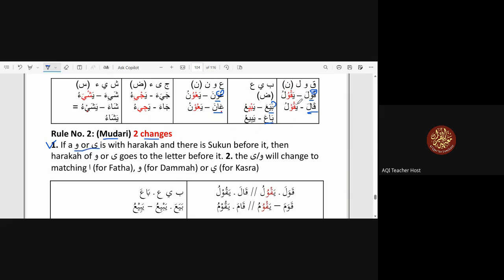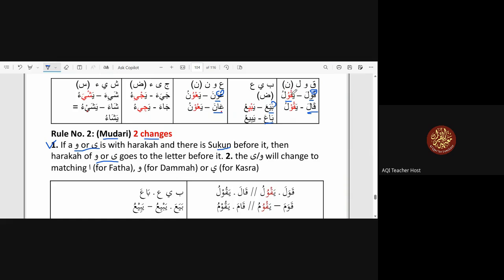So in this example, we can see qawala, this is the madi verb, and the mudari is yaqulu, like nasara, yansuru. So yaqulu: you can see that waw has got haraka, dhamma on top. And then it says sukun before it. The previous letter has got sukun, qaf has got sukun. Then what will happen to waw? The waw or ya will give up the haraka, because the previous letter will get the haraka.